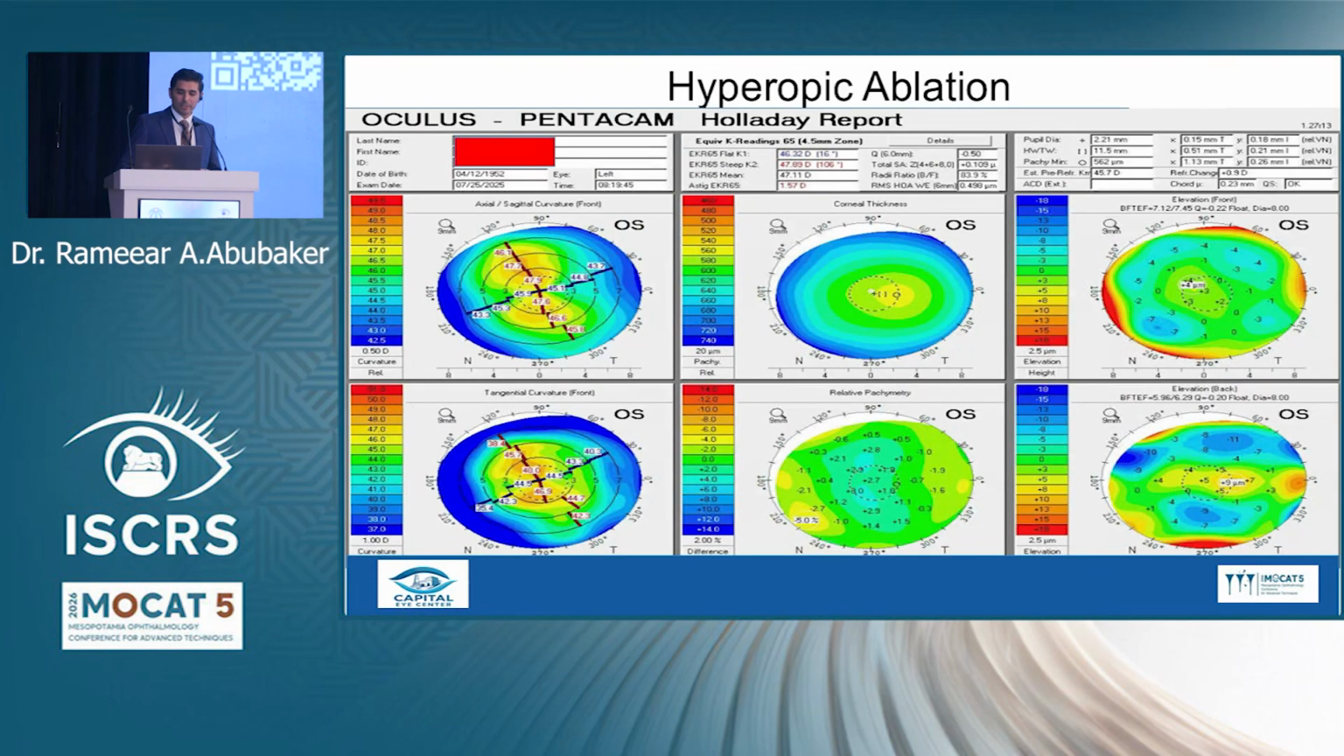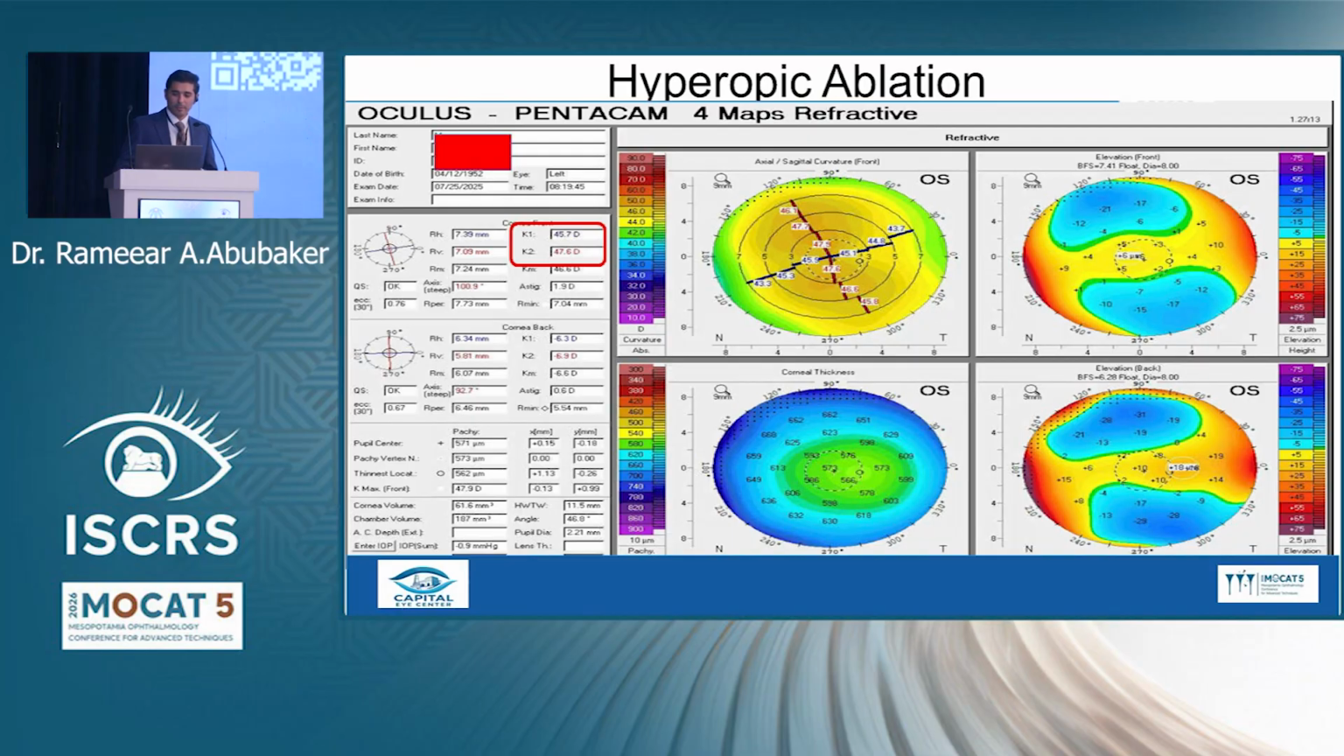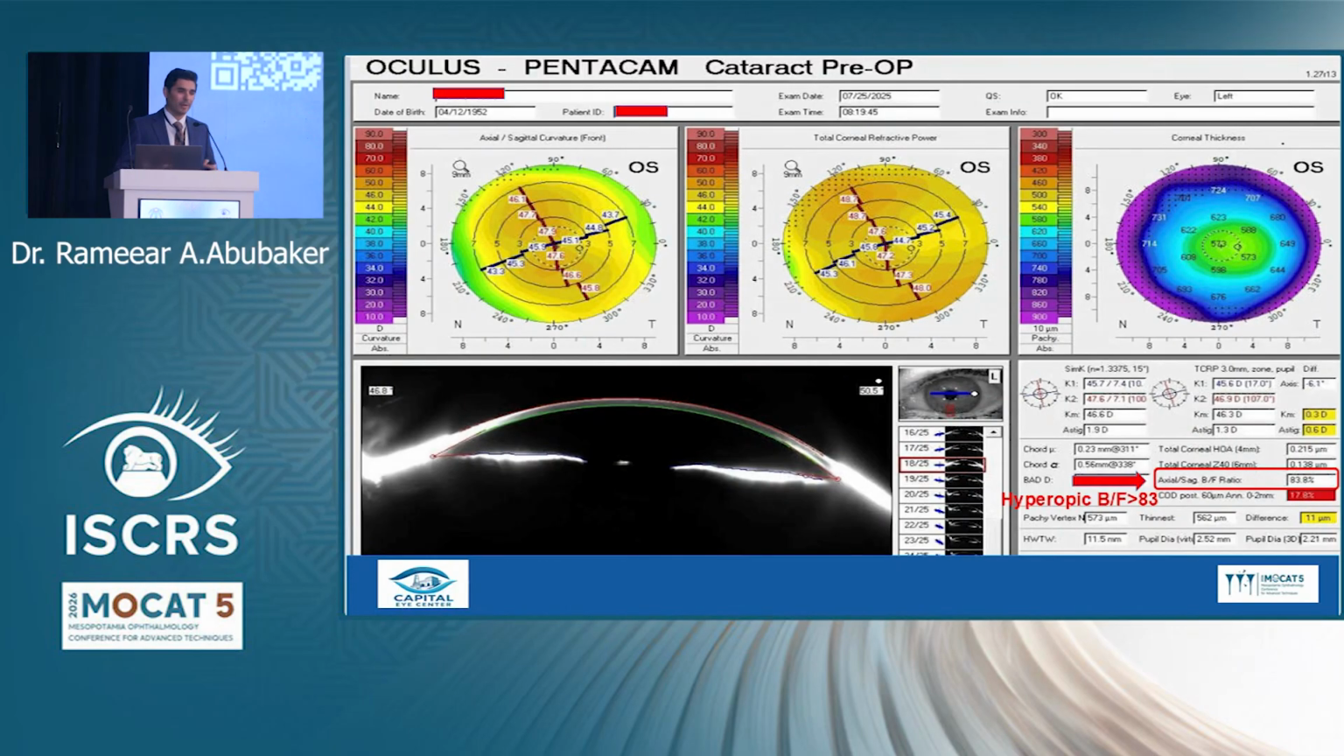While in hyperopic ablation, when you do the ablation, you flatten the periphery and the center will be steep. So looking at the relative pachymetry, the center is relatively thicker than the periphery. And also on tangential curvature, you will find steep numbers, as in this one, 48, 46, compared to the periphery of 38, 35. And again, on K1, K2, steep K. And while looking at the axial sagittal back front ratio, this number will be more than 83.